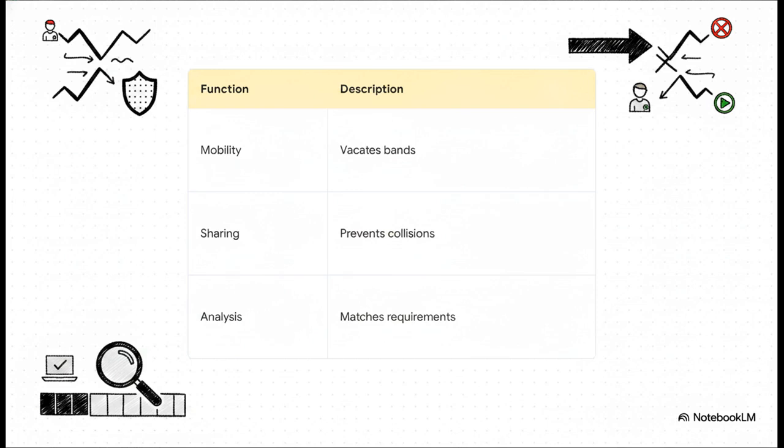Let's walk through them. First, there's spectrum sharing. Think of this like a traffic cop. It coordinates access to prevent collisions, especially in those wild, unlicensed bands. Then, spectrum mobility. Say a primary user needs a band right now. Mobility vacates it and smoothly shuffles the secondary users to another frequency. And third, spectrum analysis. That's the meticulous, ongoing process of matching specific band characteristics to what the user actually requires.